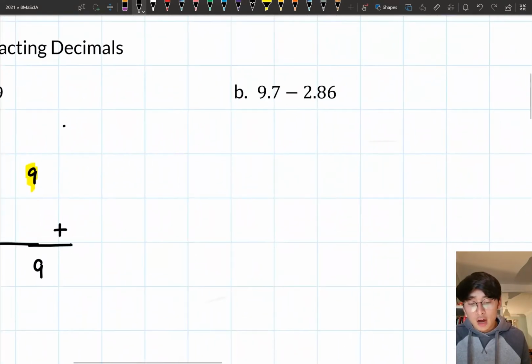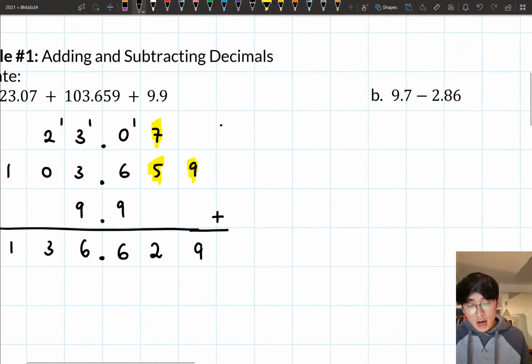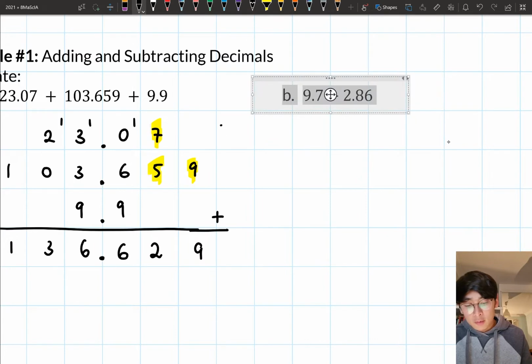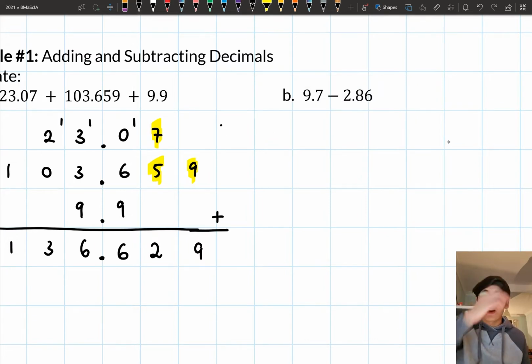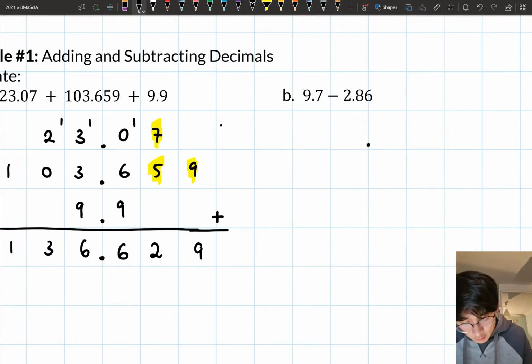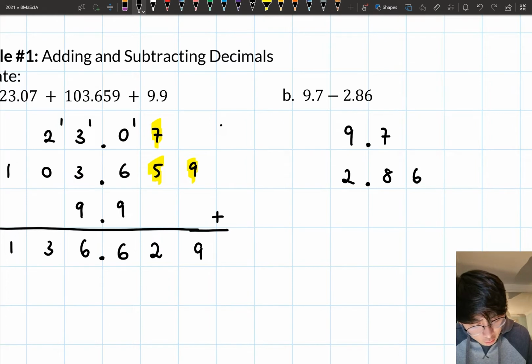This time we've got 9.7 minus 2.86. Now this time I am doing subtraction. So instead of adding, I'm going to be subtracting. So once again, I want to make sure I align my decimal point and also each of my digits with the same place value. So here I'm just going to write a decimal point here for both of my numbers and just write in my number. The first one was 9.7 and the next one was 2.86, and I'm subtracting these two numbers together.